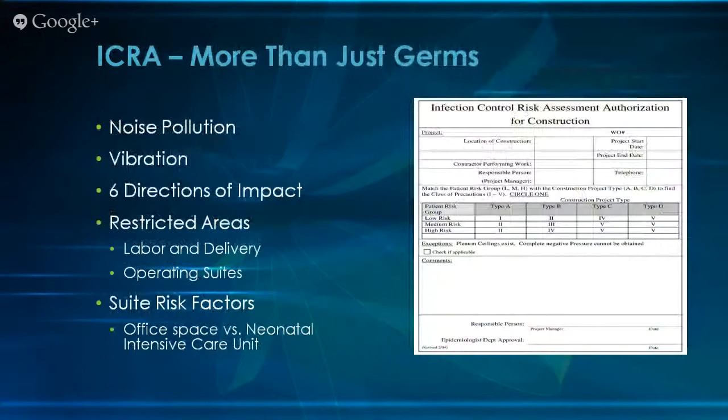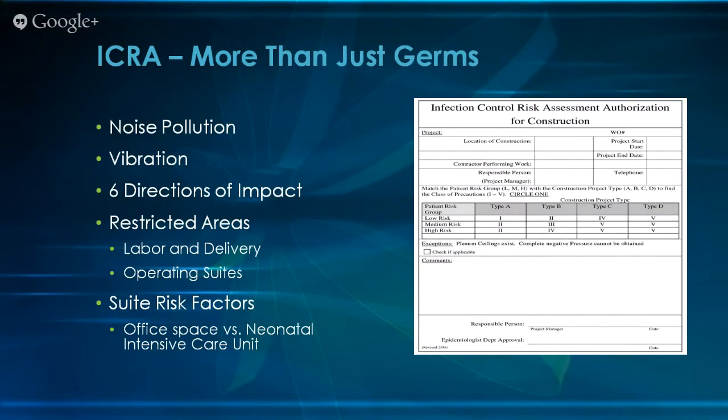So ICRA isn't just about stopping the germs. You're going into an occupied facility, and you're going to impact all the patients and everyone around you. This form to the right is a typical ICRA evaluation form where all these types A, B, C, and D will determine the type of construction that you're doing, whether it's going to be dust producing or not, and the risk factor associated with the area that it's in. And that will determine the level of mitigation that you need for the room.